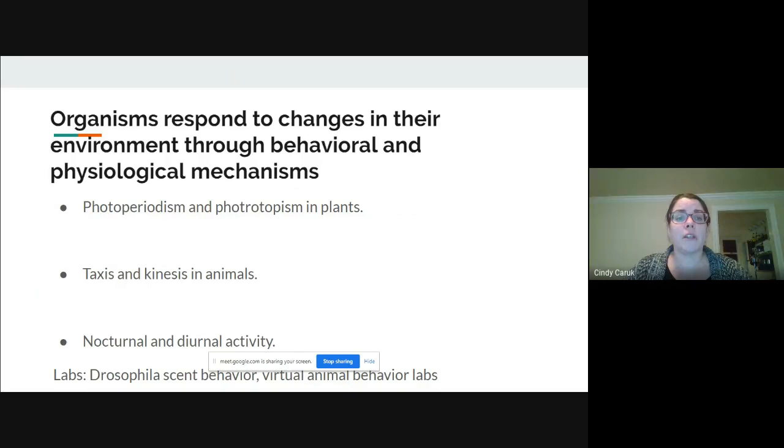So organisms change in their environment through behavior or physiological mechanisms. So beyond just the animals, we're going to talk a little bit about taxis and kinesis with animals and nocturnal and diurnal, but also things in plants, such as photoperiodism and phototropism in plants. We did mention this at the beginning of the unit in ecology, okay? So some examples, Drosophila sap behavior, that was the lab that we did. Any of the virtual animal behavior labs as well would go over this.